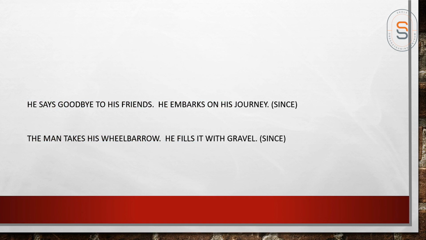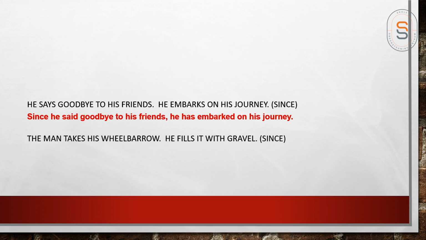Right, the next one. He says goodbye to his friends. He embarks on his journey, and that is since. So we have two verbs. Says goodbye, says, and embarks. And we have to remember when we have two verbs, our first action, nearest to since, must be in the past indefinite, and our second action in the present perfect. So our sentence is going to look like this. Since he said goodbye in the past indefinite to his friends, he has embarked in the present perfect. Okay, he has because he is singular.